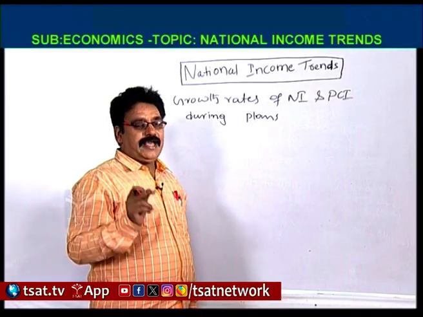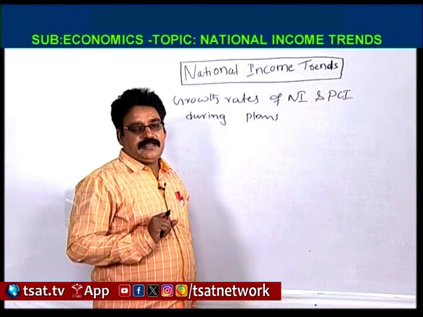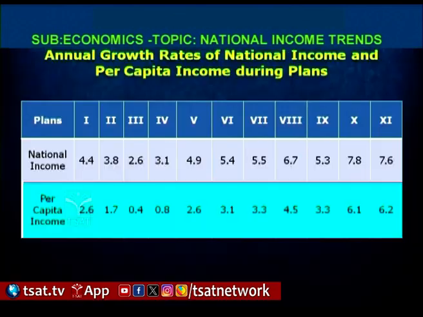Similarly, during the plans we can observe per capita income also. First plan 2.6 and second plan 1.7, third plan 0.4 and fourth plan 0.8. This indicates the rapid growth of population. Even though national income is increasing, per capita income is not increasing. Why? Because by whatever percentage national income is increasing, population is growing by the same percentage. So per capita income is not increasing as national income is increasing.